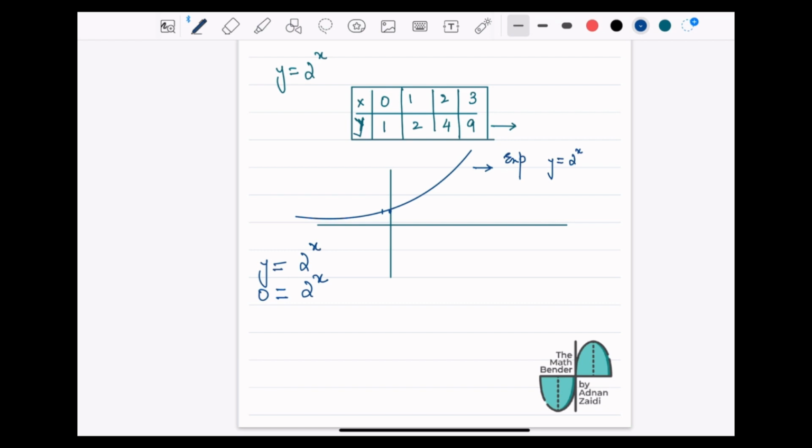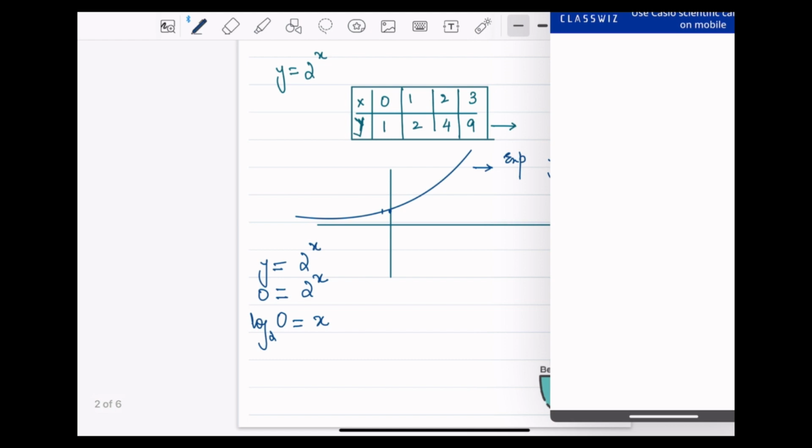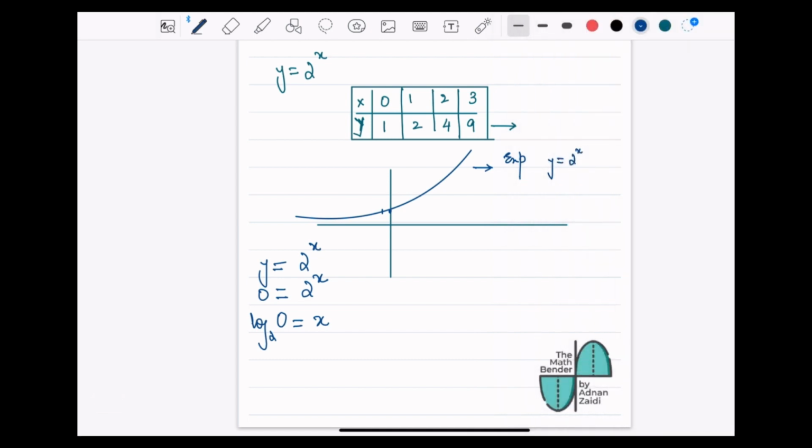And if I apply ln on both sides, or log base 2 on both sides, this will become x equals log of 0. And if in my calculator I place the value of log 0, I will see that this will be a math error, which means even the calculator will not be able to process what that value is, which we assume to be infinity.